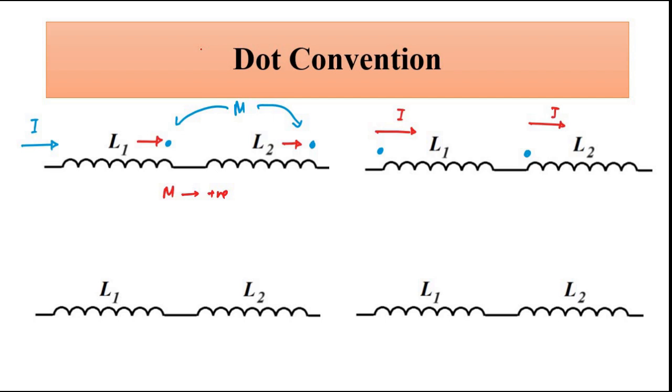For coil L1, the current is flowing away from the dot. For coil L2 also, the current is flowing away from the dot. Same current directions with respect to the dot. Here also, M is positive.